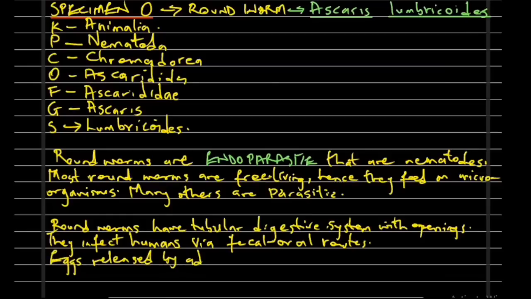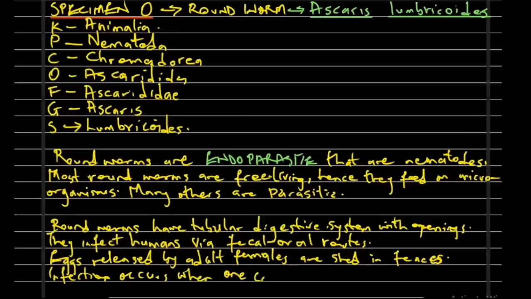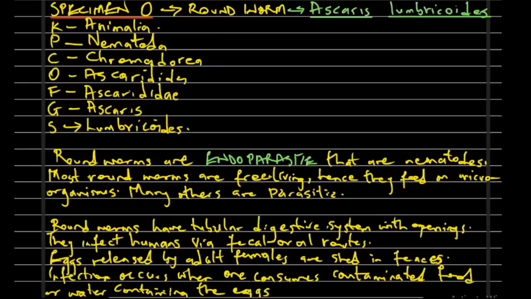Eggs released by adult females are shed in feces, and that is how humans get exposed to it. Infection occurs when one consumes contaminated food or water containing the eggs of the mature female roundworm.